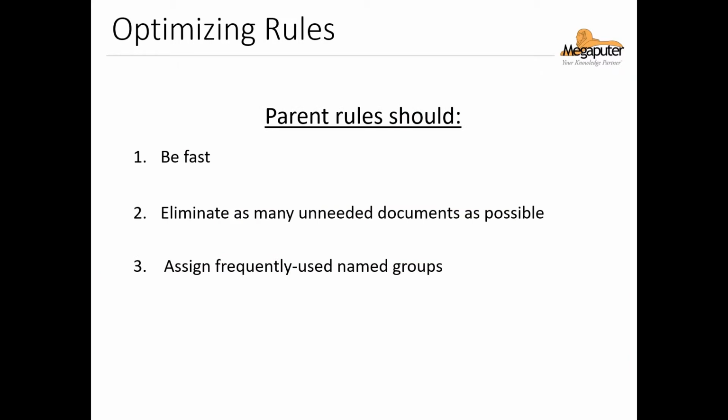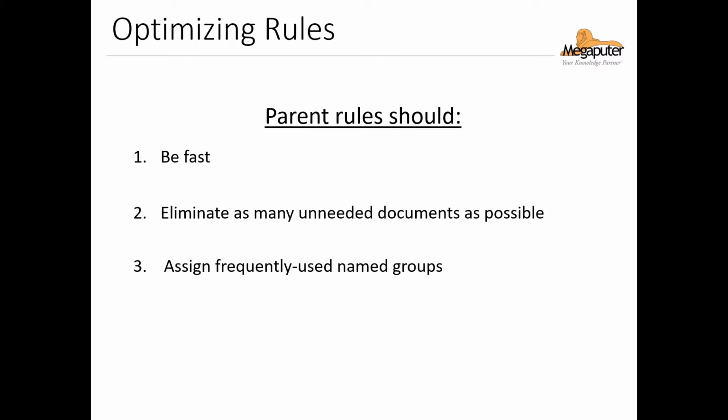Okay, so let's recap the basic principles of parent rule optimization. We want our rules to be fast and efficient. So you don't want to run a time-consuming query on more documents than you need to, and you don't want to repeat the same PDL query over and over again unnecessarily. Instead, try using your top-level rule to assign several named groups that you'll use frequently in the child rules.